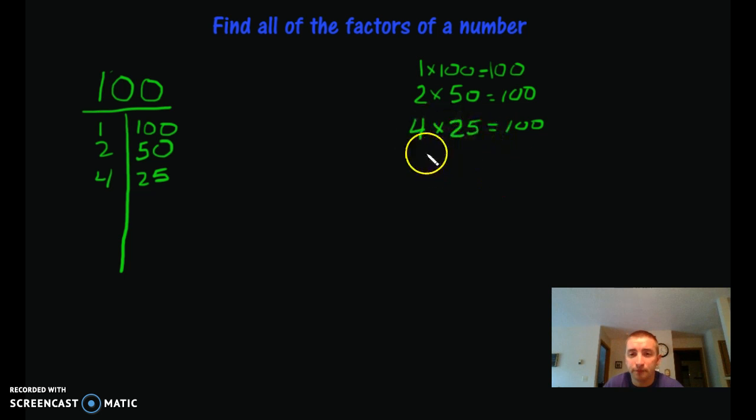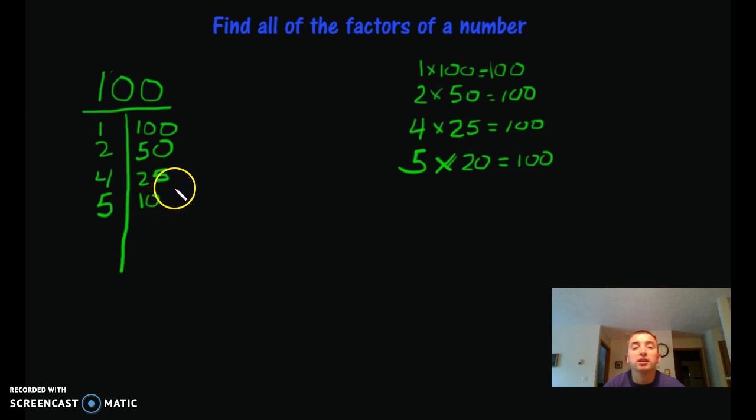Alright, 5. 100 ends in a 0, so I know 5 works. So 5 times 20 is 100. Alright, 6. I have 2, but I don't have 3, so 6 doesn't work. Oops, and that needs to be a 10, not a 100.